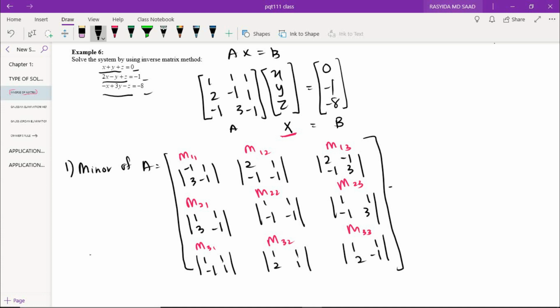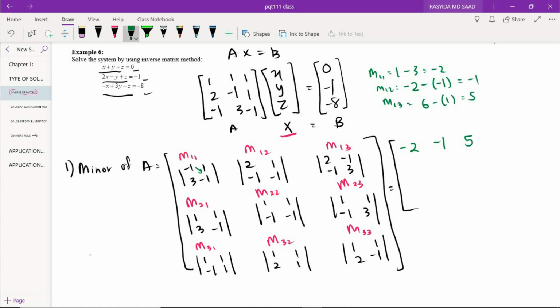Then solve all of these to get the answer for the minor. Solve one by one. For M11, negative 1 multiply with negative 1, 1 minus with 3, so negative 2. Then M12, 2 times negative 1, negative 2, minus negative 1, so negative 1. 2 times 3, 6 minus 1, so 5.